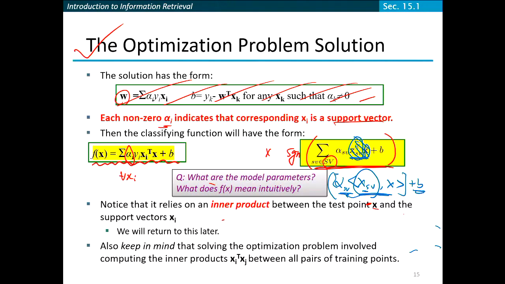Yeah, I think I forgot a y. There should be a y here. So basically, you can think about it, it's just like our KNN classifier that we talked about last time.